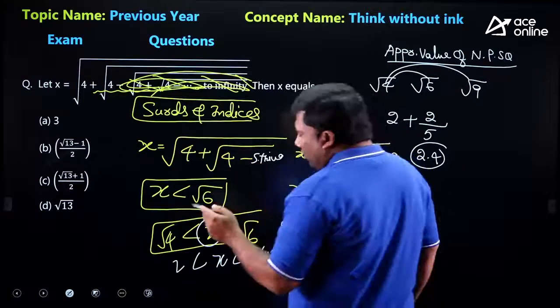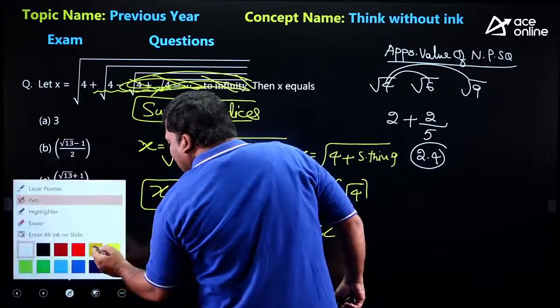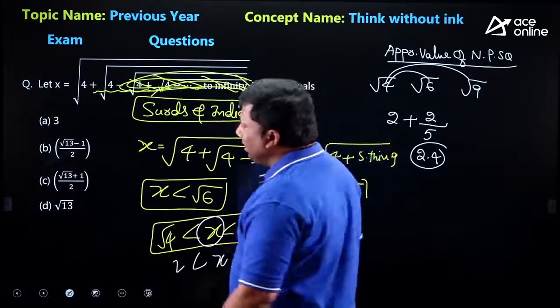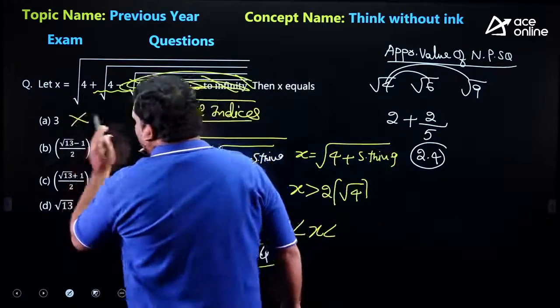Now, there is root 13. It is clearly mentioned that the answer is less than 2.4. So this is eliminated.